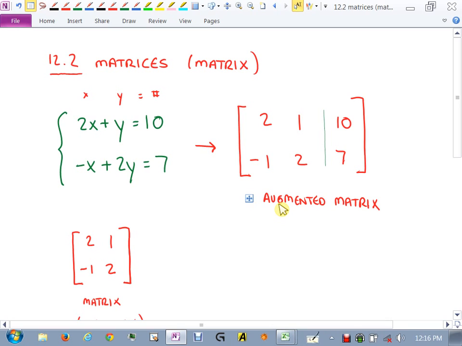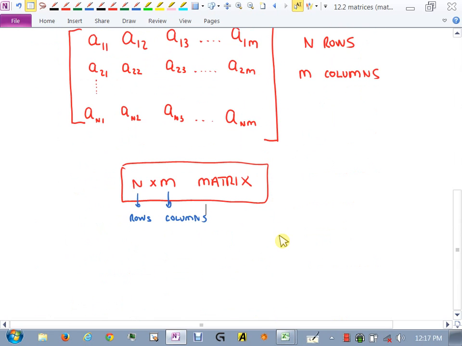What would a 3 by 1 matrix look like? 3 numbers straight down, right? 3 numbers straight down would be a 3 by 1 matrix. You following? Okay.